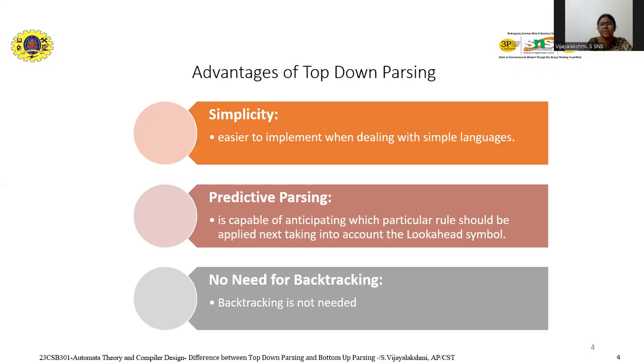Advantages of top-down parsing: simplicity, predictive parsing, and no need for backtracking. Simplicity means it is easy to implement when dealing with simple languages. Predictive parsing means it decides which particular rule should be applied next, taking into account the look-ahead symbol up to n. No need for backtracking, it is not necessary.